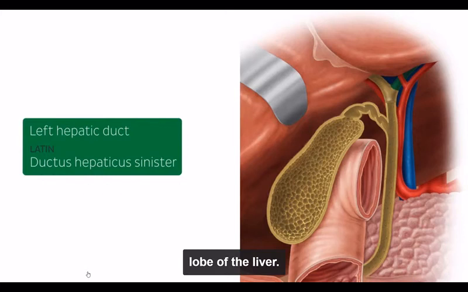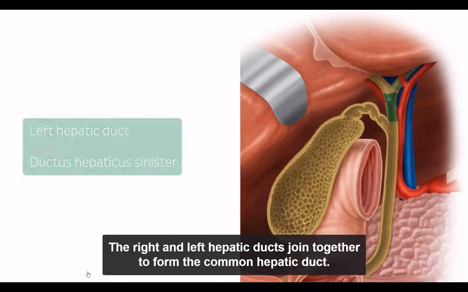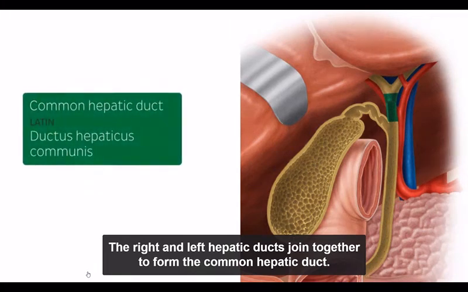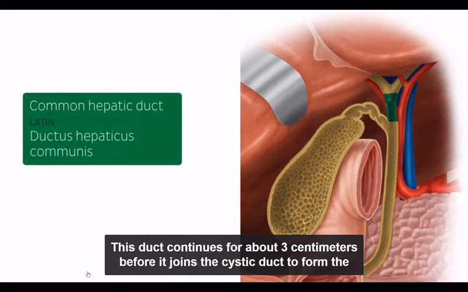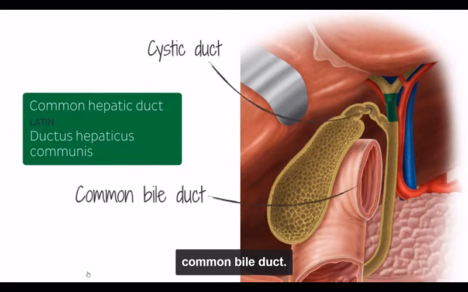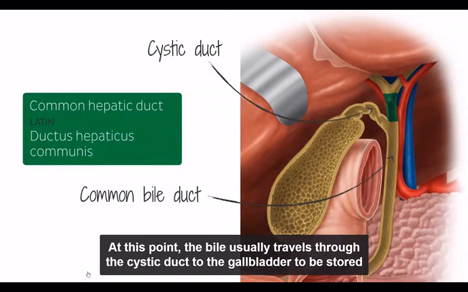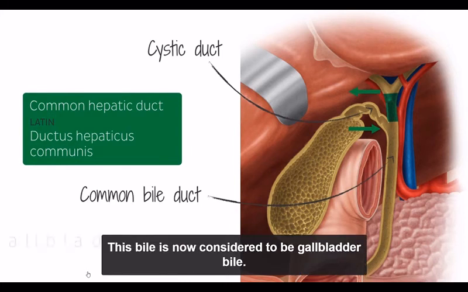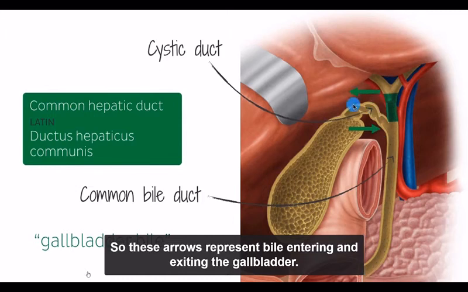The right and left hepatic ducts join together to form the common hepatic duct. This duct continues for about 3 cm before it joins the cystic duct to form the common bile duct. At this point, the bile usually travels through the cystic duct to the gallbladder to be stored and concentrated. This bile is now considered to be gallbladder bile. So these arrows represent bile entering and exiting the gallbladder.